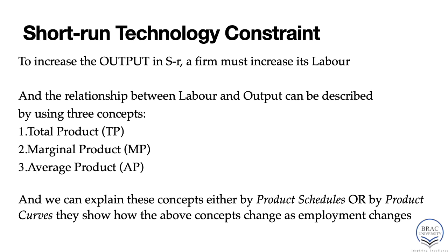Well, we already know that in order to increase output in the short run, a firm must increase the quantity of labor it employs. And we describe the relationship between output and the quantity of labor by using three related concepts. One, total product, in short known as TP. Two, marginal product, in short known as MP. And three, average product, in short AP. These product concepts can be illustrated either by product schedules or by product curves. We will look first into the product schedules.